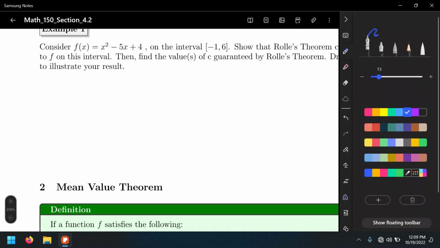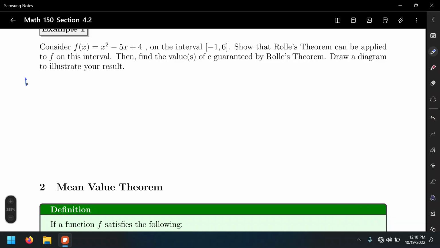Number one, let's determine the first condition. Is it continuous on the interval -1 to 6? Yes or no? It's a polynomial, so it's continuous everywhere, so sure, it's continuous at least on the interval -1 to 6. Okay. Number two, or letter B rather, is it differentiable?